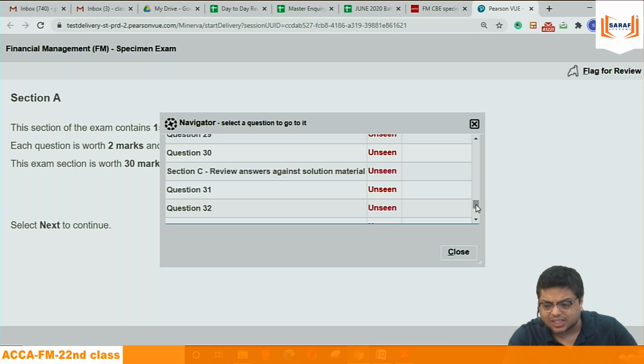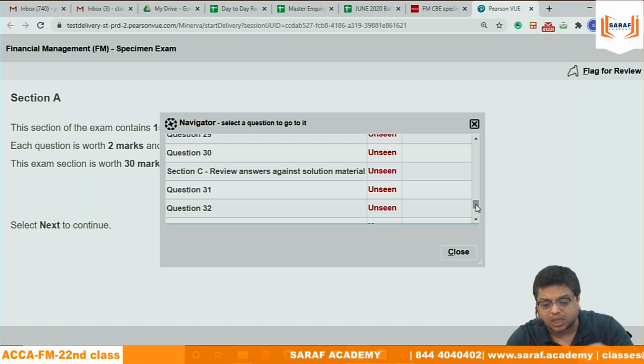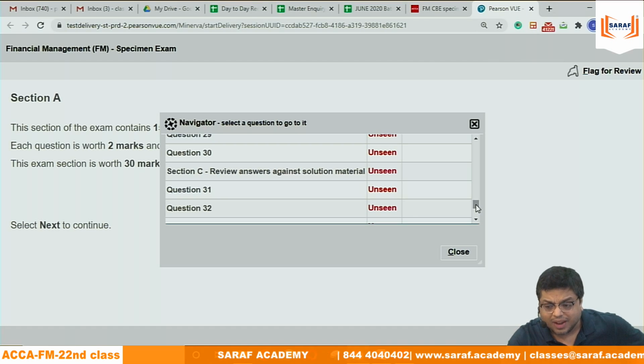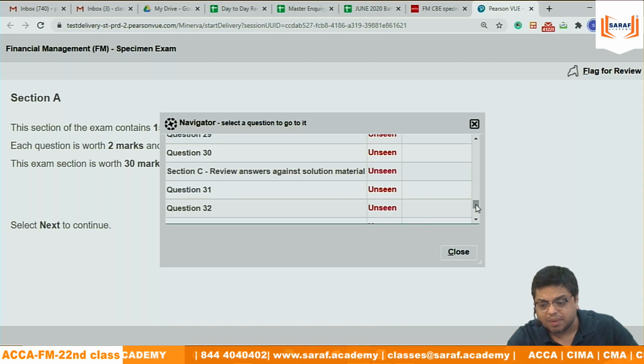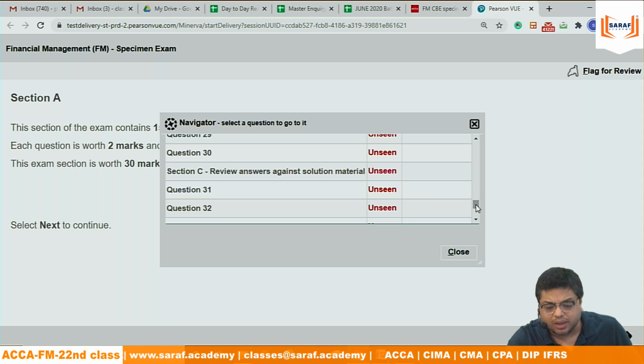Somebody can do another strategy, doing part A and B earlier. But doing part A and B earlier means you should be doing those questions which you know straight away. Say out of part A's 15 questions, 5 questions you know like this. In part B, out of 3 questions, 1 question you know like this. When you know like this, that means you are doing it very fast. So 5 questions, 10 marks, 5 questions, 10 marks. 20 marks you will be able to score in half an hour only.